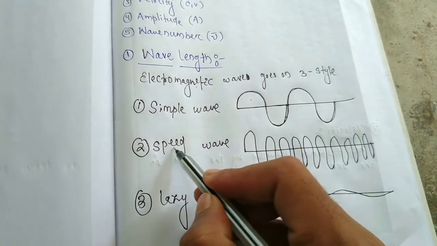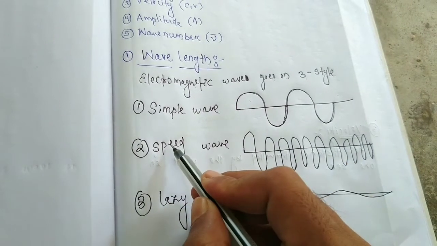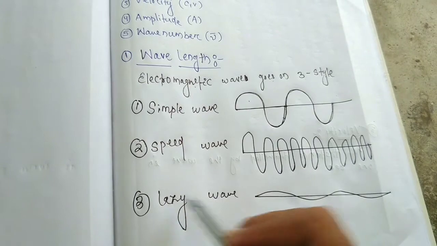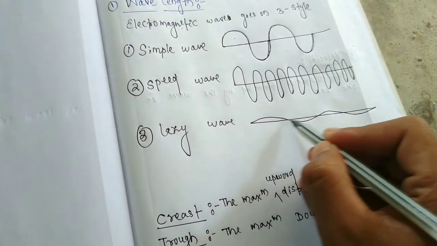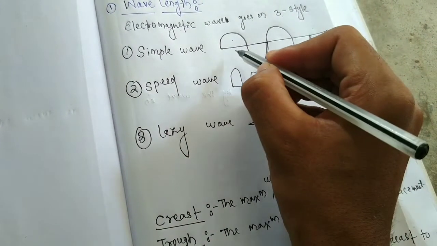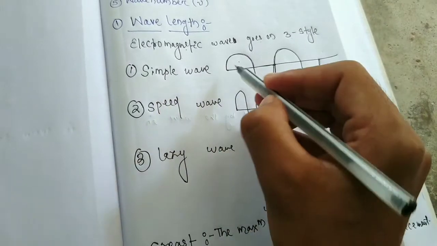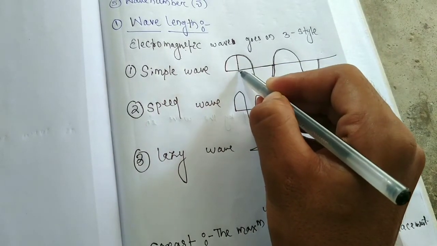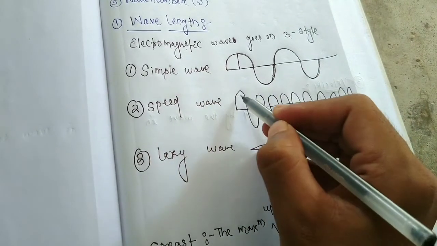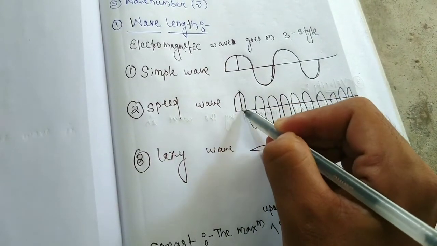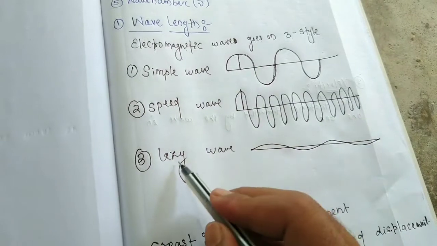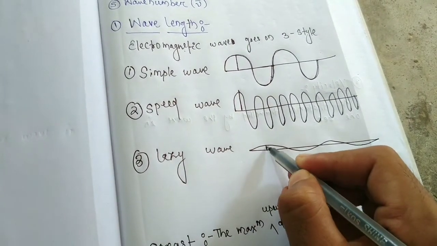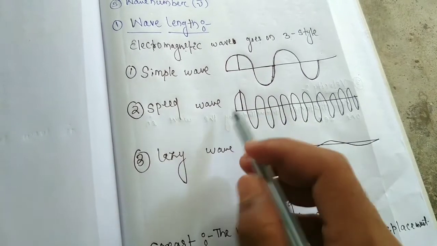Then the speed wave, when waves are fast. So this is the speed wave. Then the lazy wave. Students, this is the lazy wave. The distance of a normal wave or simple wave is normal. Then the distance of the speed wave is highest, then simple wave and lazy wave. So the distance of the lazy wave is lowest, then simple wave and speed wave.